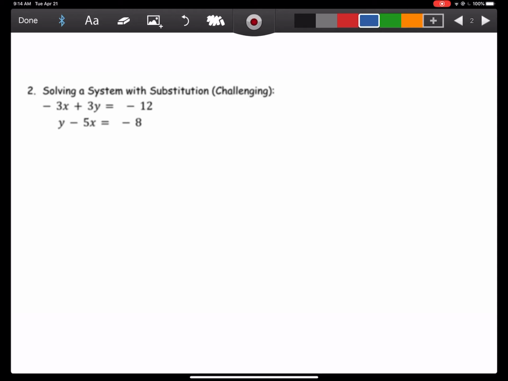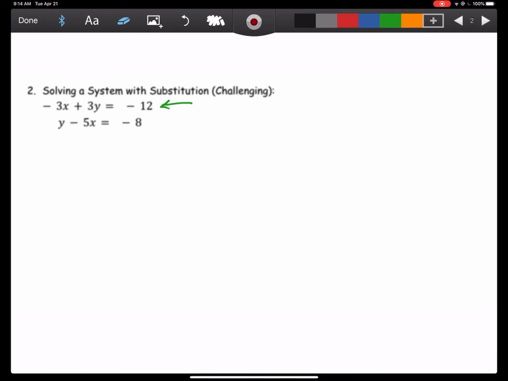Number 2. I wrote that this one was a little more challenging because if you take a minute to look, neither of the equations is already solved for. So in number 2, we actually have to look at both equations and then decide which one would be the easiest to solve for one of the variables.